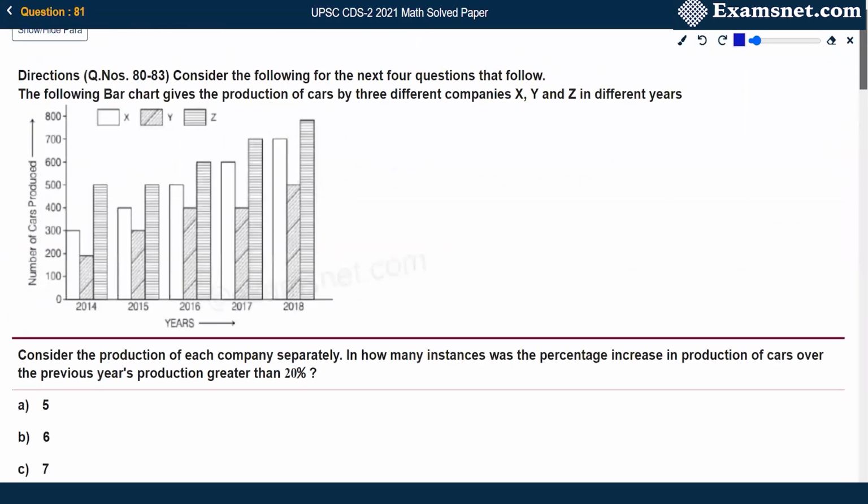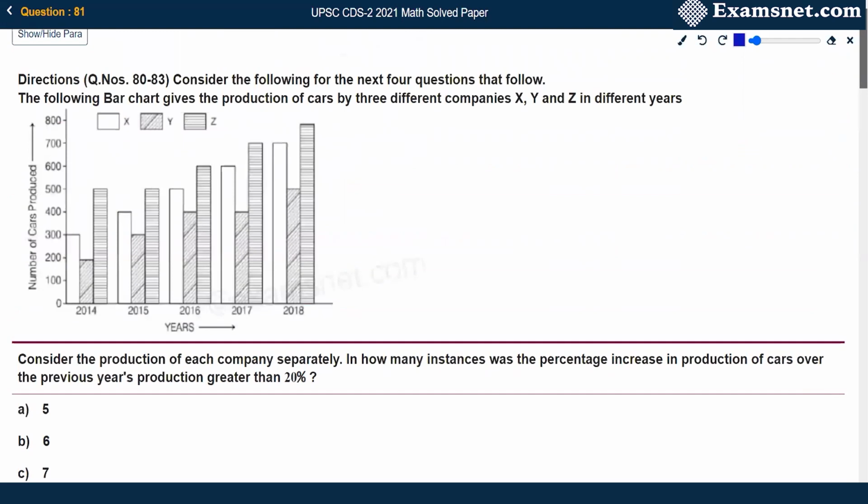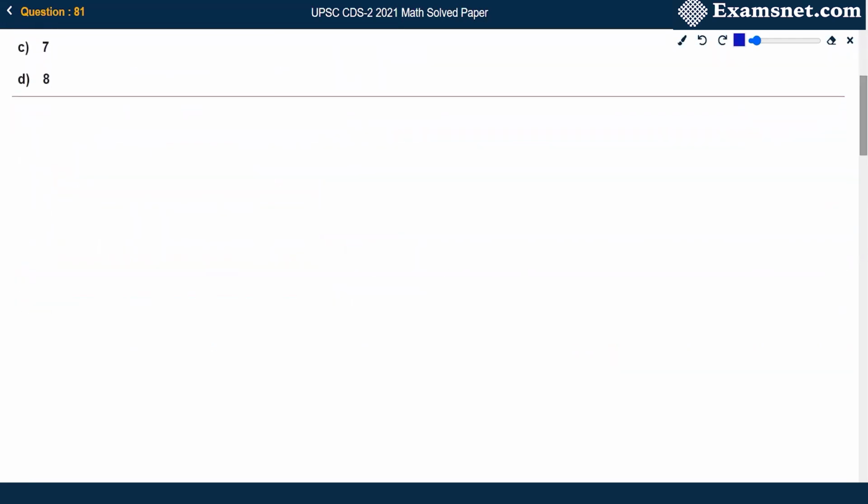So it is question number 81, that is the continuation of question number 80. Here we are given: consider the production of each company separately. In how many instances was the percentage increase in production of cars over the previous year's production greater than 20%? So we have to separately check for 3 cars, that is X, Y, Z. So I am checking for X first.